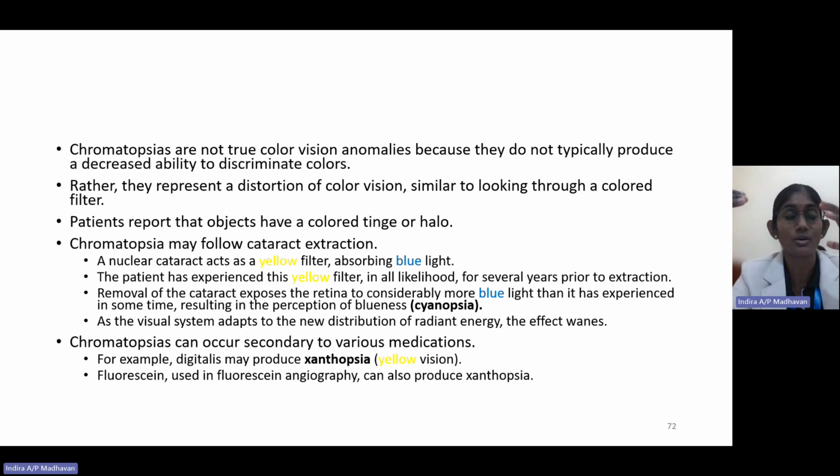But if let's say you stay without removing the cataract, you will be having color vision deficiency until you get it removed. Okay, if let's say lifelong you're not going to remove the cataract, you will be living with the color vision deficiency for life.